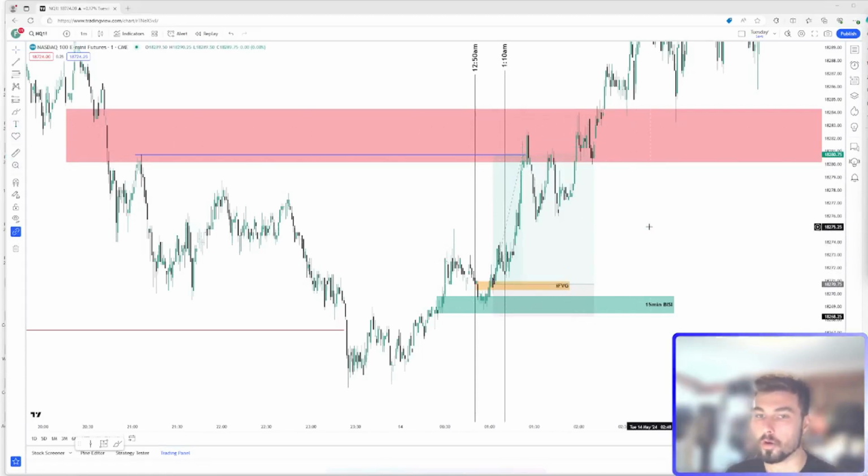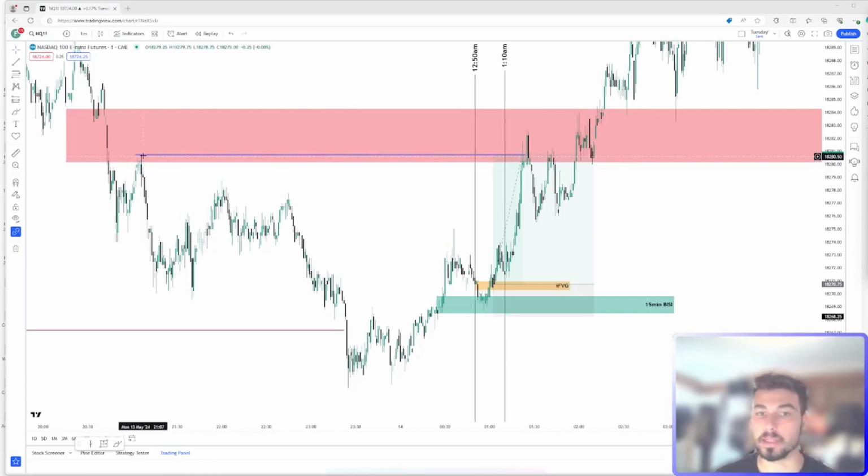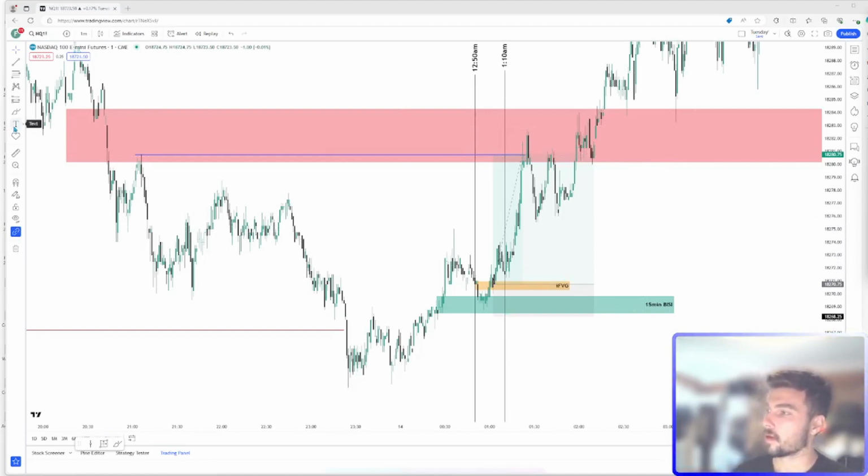We've talked about what led me to target this TP level as my draw on liquidity, and we've talked about the stop loss placement here as well. So it's one of those things when ICT mentions price and time, you've got to have these factors in mind when you're taking trades for yourself. It's really, really important.